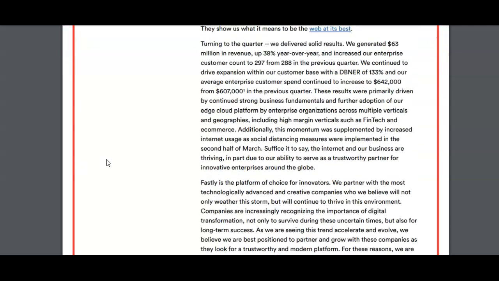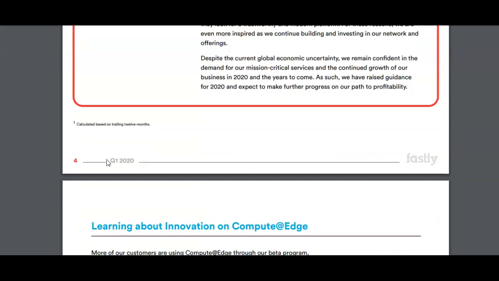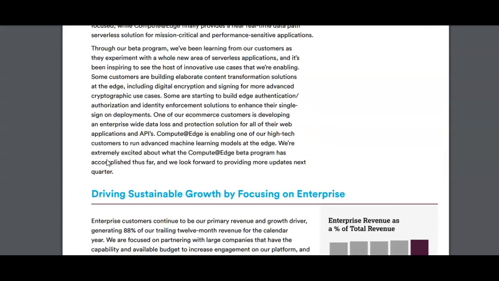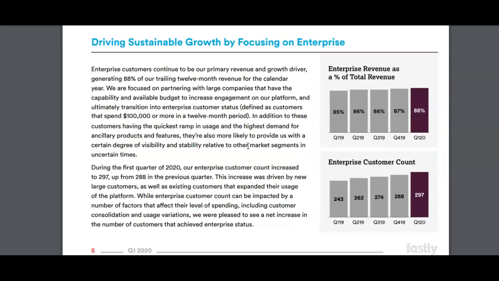Some of the key highlights, to give you guys a closer look at the company: it generates 88% of its revenue from enterprise customers, and that's exactly where the company is focusing. So this is a little bit different from other companies.